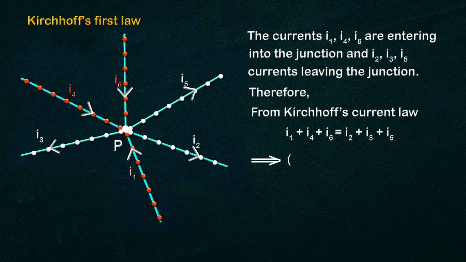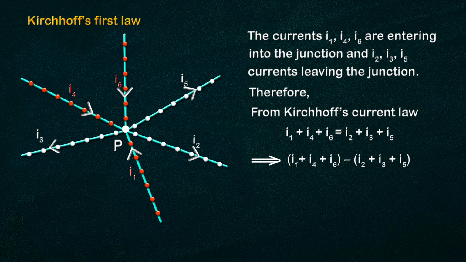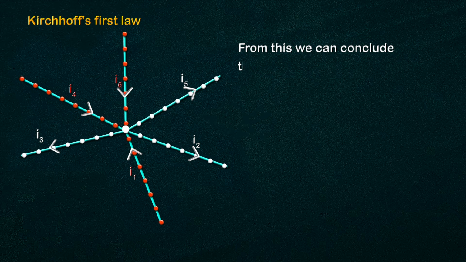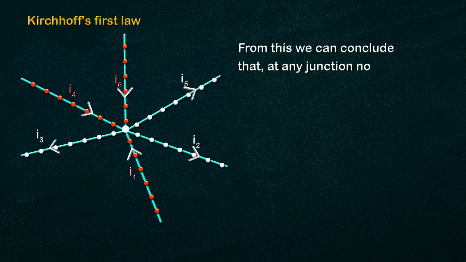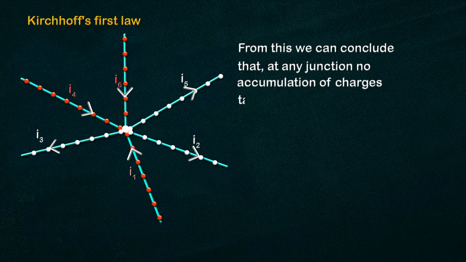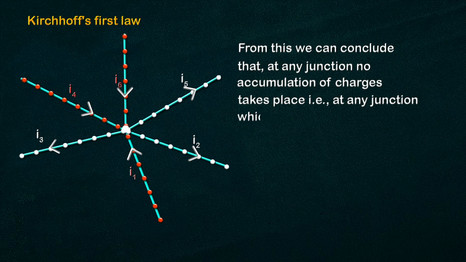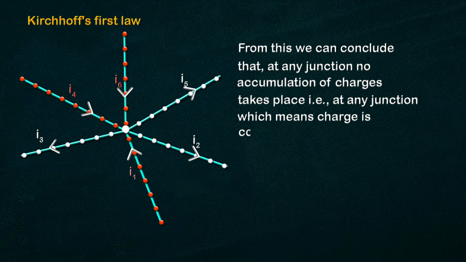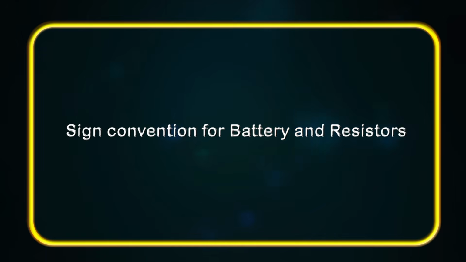That implies I1 + I4 + I6 - (I2 + I3 + I5) = 0. From this, we can conclude that at any junction, no accumulation of charges takes place, which means charge is conserved.